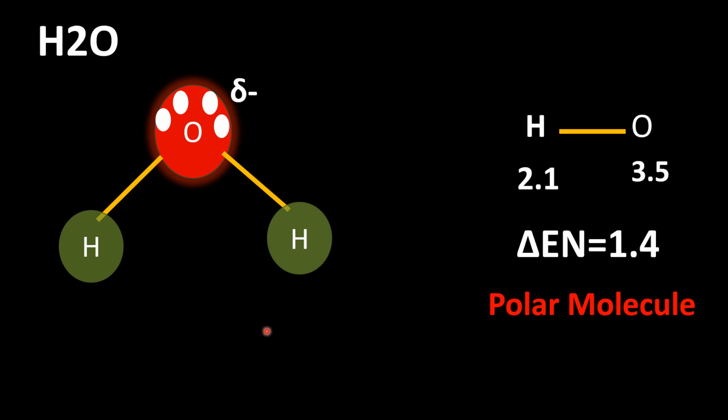So the oxygen side is partially negative while the hydrogen sides are partially positive. Here you can see that the dipole moment will point from hydrogen to oxygen, because the hydrogen side is partially positive and the oxygen side is partially negative. So the dipole moment will be from hydrogen to oxygen and hydrogen to oxygen. But in this case, the dipole moments are not going to cancel each other.